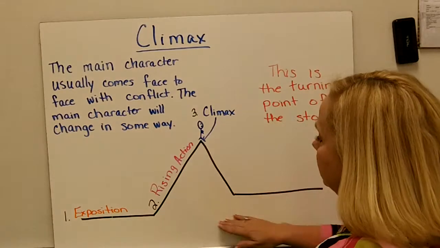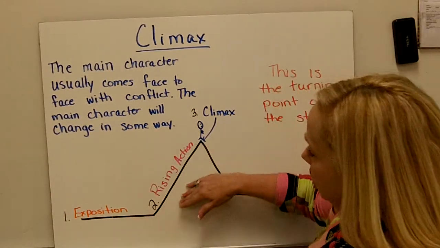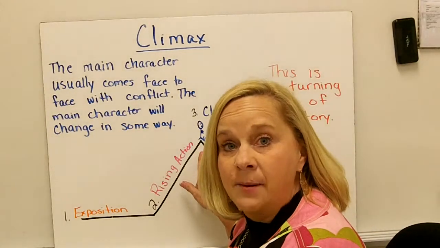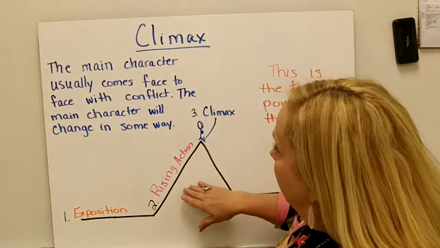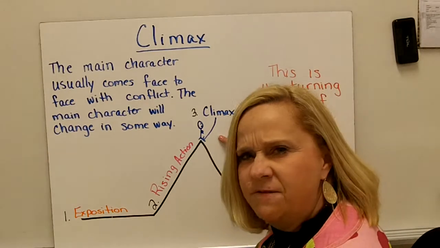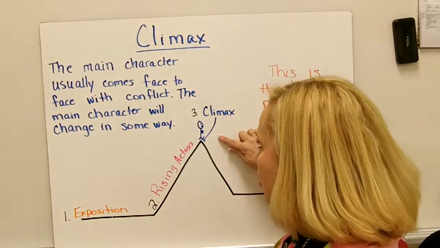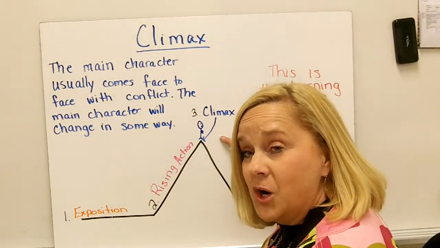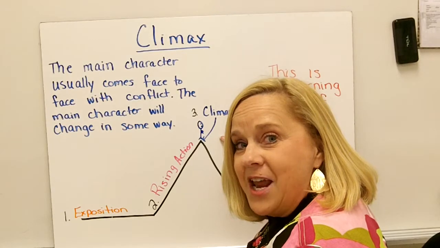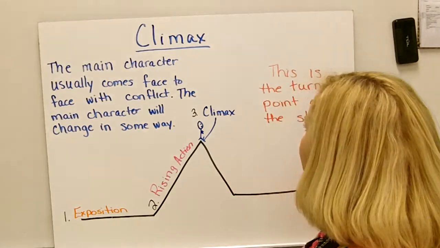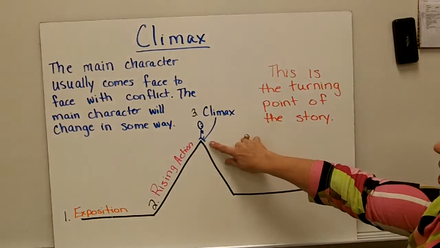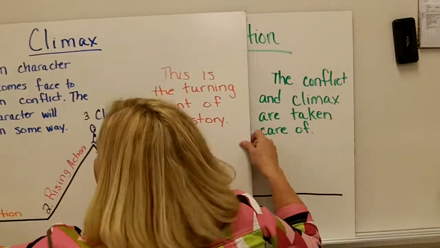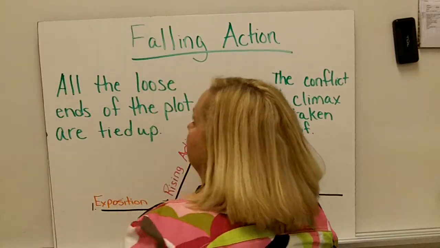Now, if you notice my plot diagram here, we've talked about exposition, we've talked about the rising action, and at the very, very top is the climax of the story. The main character usually comes face to face with conflict at this point in the story. The main character somehow changes, and this is the part of the story where it's almost like a cliffhanger. What's going to happen? This is the very turning point of the story, the climax. So we have an exposition, we have rising action, and the climax.